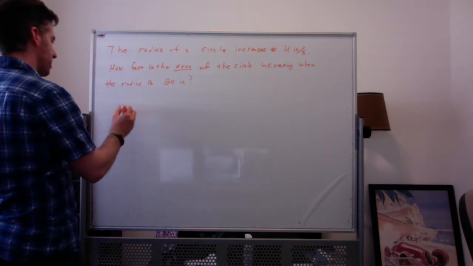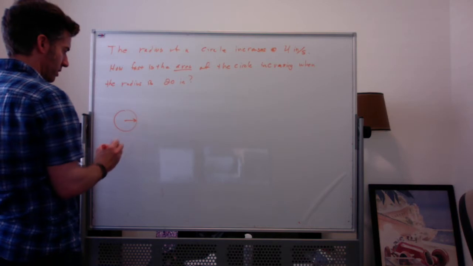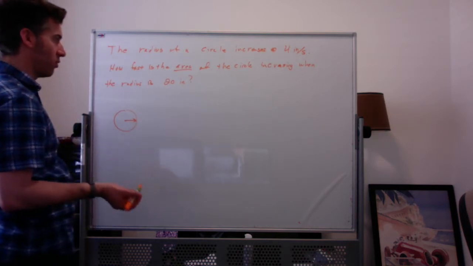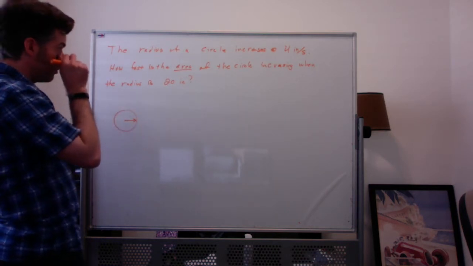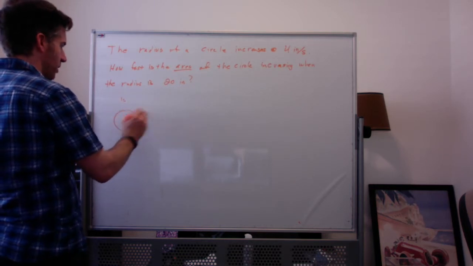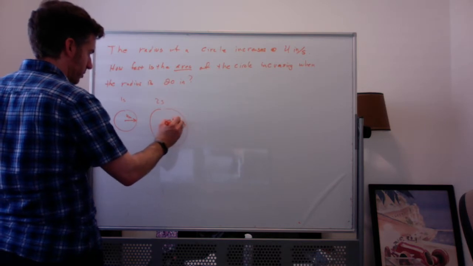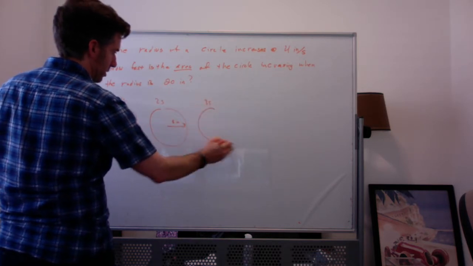So the idea here is that I've got some circle, right? And its radius is increasing. So maybe after 1 second, the radius is 4 inches. After 2 seconds, the radius is 8 inches. After 3 seconds, the radius is 12 inches, right?